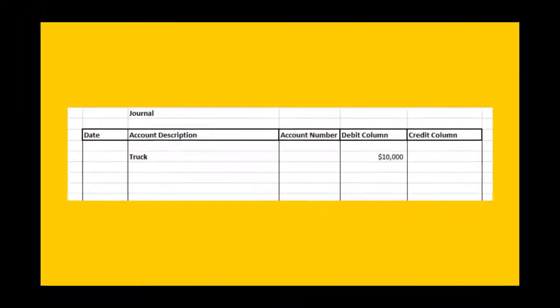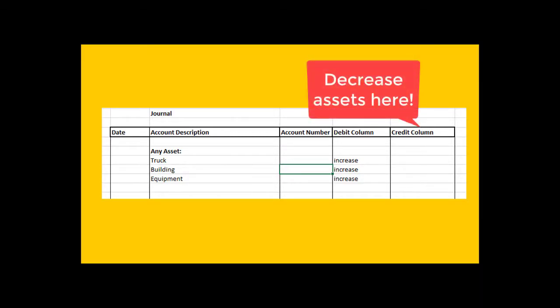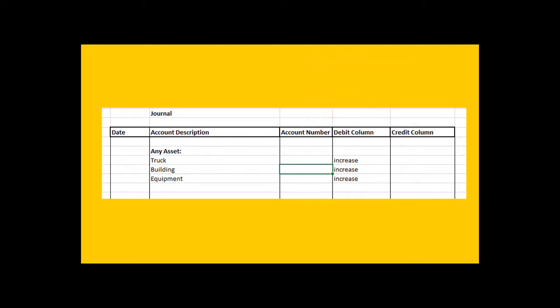We'll put the truck on the books at the cost we paid. To increase the truck account, you use the debit column. Actually, to increase any asset, you use the debit column. Here are some examples of assets you might find in a business. That means to decrease an asset, you would use the credit column. Don't use negatives to decrease assets. Instead, just put the amount you want in the credit column.